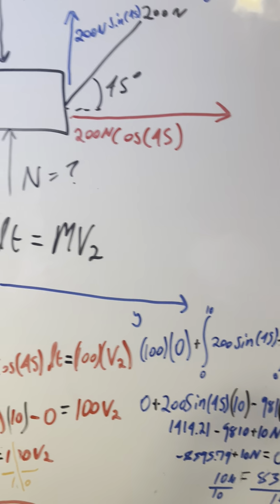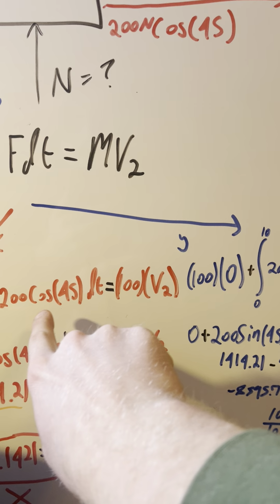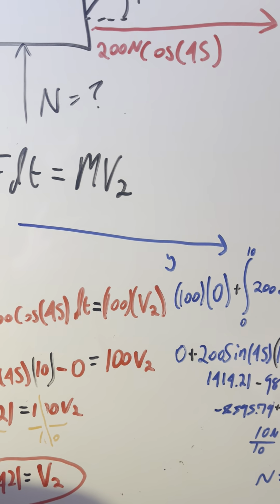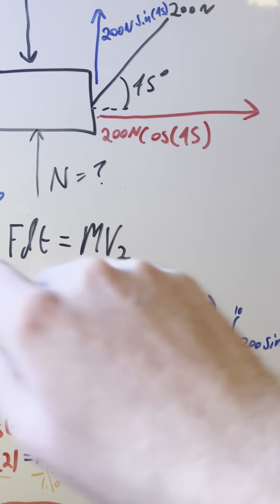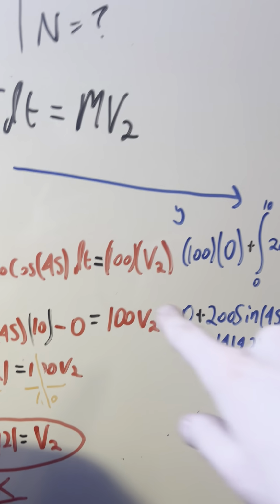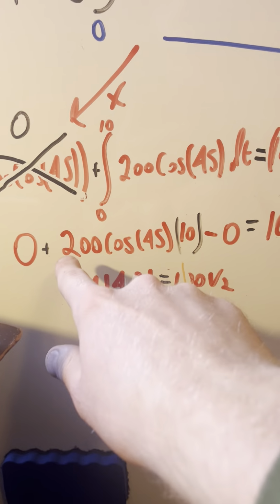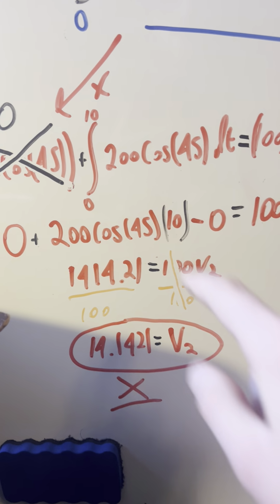The only force moving in x is this. So that's it. Then it's 100 times v2. And v2 we don't have. That's what we're looking for. It is displaced in the x direction. So that's v2. So this part right here: 0 plus 200 cosine of 45 times 10.